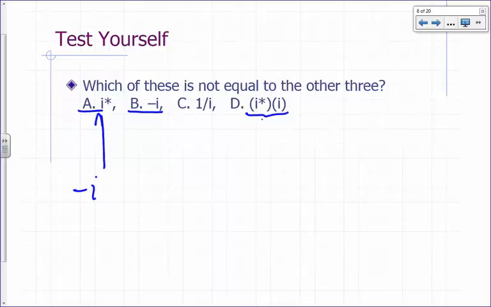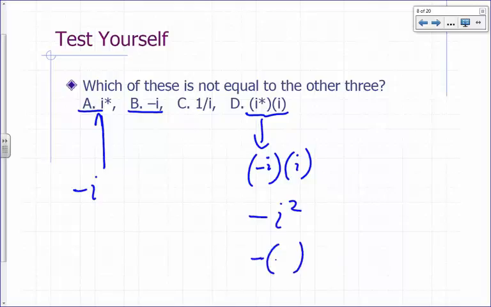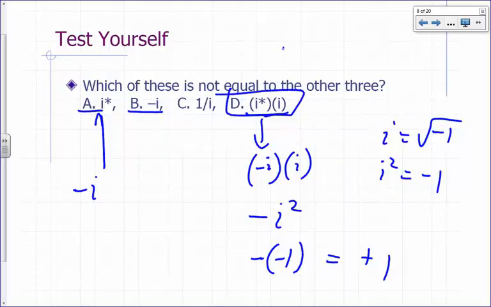Let's try D first, that's easier. What's i star times i? i star is negative i, and that's i. So what's negative i times i? Negative i squared. What is i squared? i is the square root of negative 1, so i squared is negative 1. So negative of negative 1 is 1. So D is not like A and B, so it's got to be D. This is the one that's different. This is equal to 1, right? What is 1 over i?